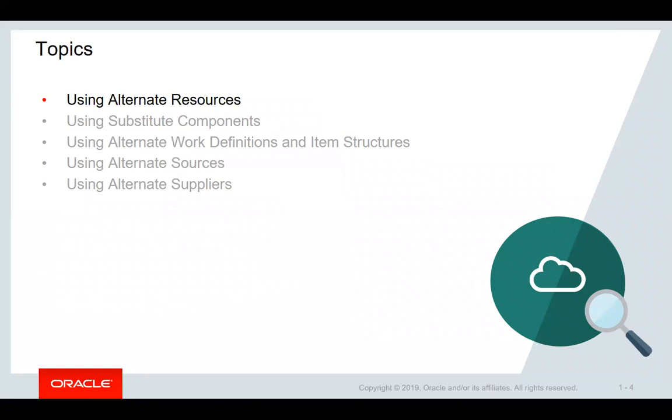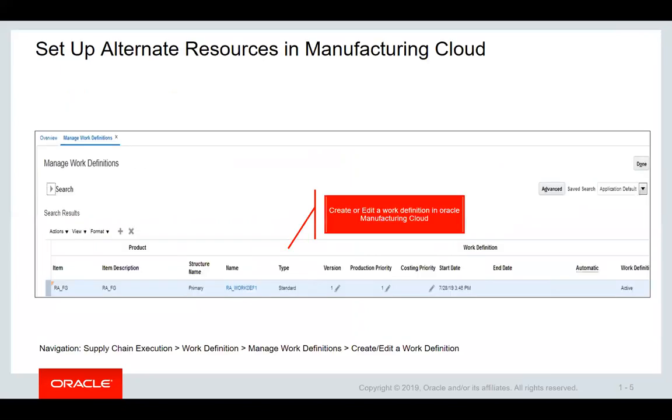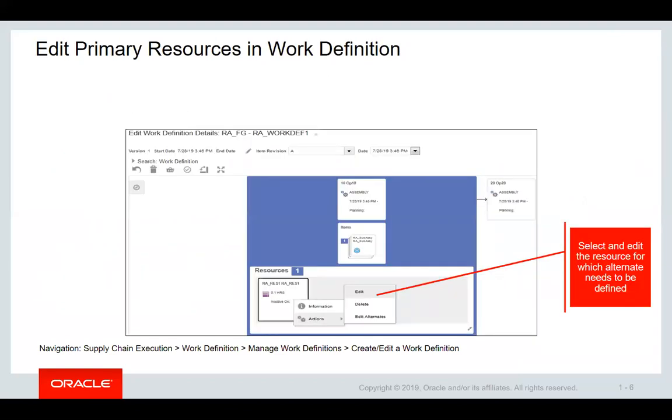The first section we are going over is how to use alternate resources. First is to set up the alternate resource. The setup is done in Fusion Supply Chain Execution, and in there you should navigate to manage work definitions. The next step is to select and edit the resource for which alternate needs to be defined.